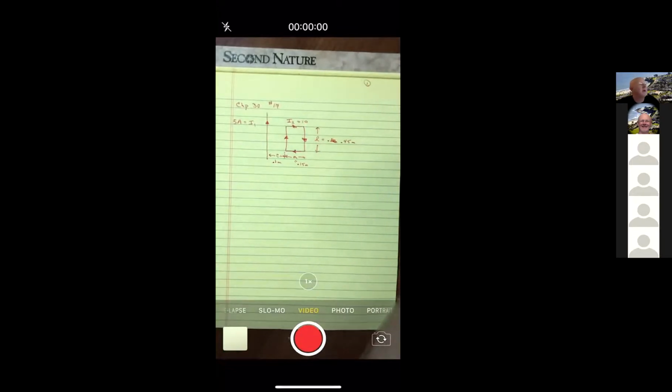I got to really make some better copies for you guys. Now that I got the PDF, I can just electronically cut and paste instead of old-fashioned cut and paste.